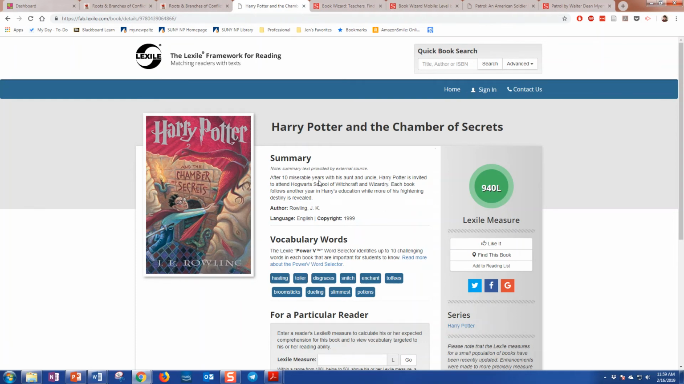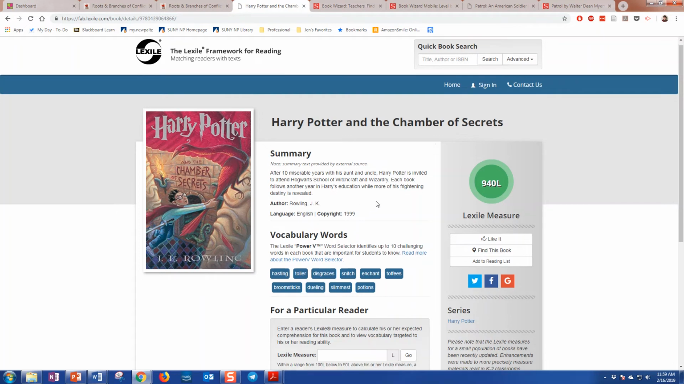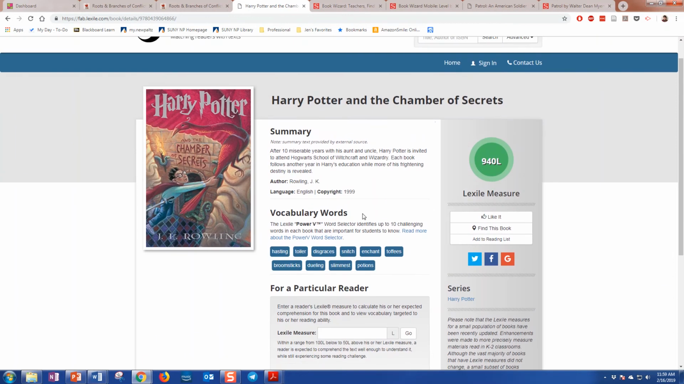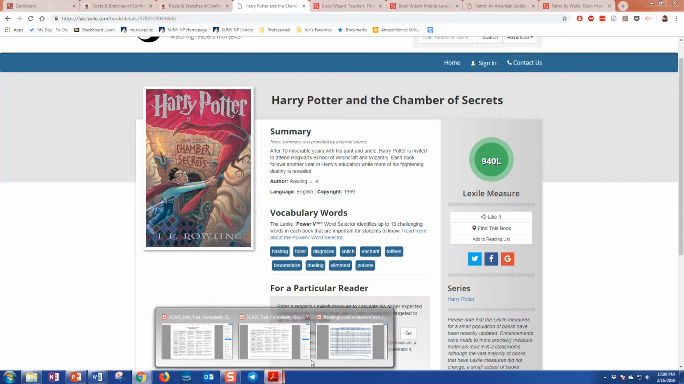It also usually gives a little summary and some other things about the book. Some of these things are good, and a lot of them are kind of like the Lexile Power V word selector identifies up to 10 challenging words in each book. I don't know, it's okay. It's kind of markety, but anyway, this provides for us this Lexile measure, which is basically an annotation of readability. And then we can use that with our correlation chart.